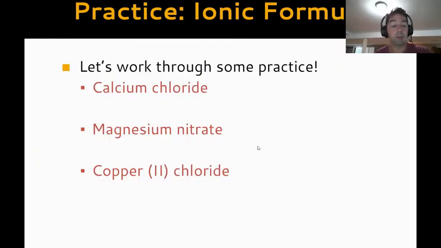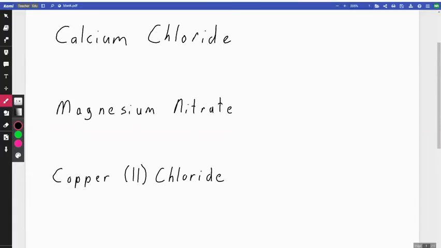So we're going to practice a little bit. We have 3 different names of ionic compounds, and we are going to write their formulas. Our first one is calcium chloride. So we would look up both of those two parts on the periodic table. The first is calcium, second is chloride. On the periodic table, we would find that calcium has a symbol of Ca. Now, calcium is in the second column on the periodic table, so it's going to have 2 valence electrons and therefore is going to have a +2 charge.